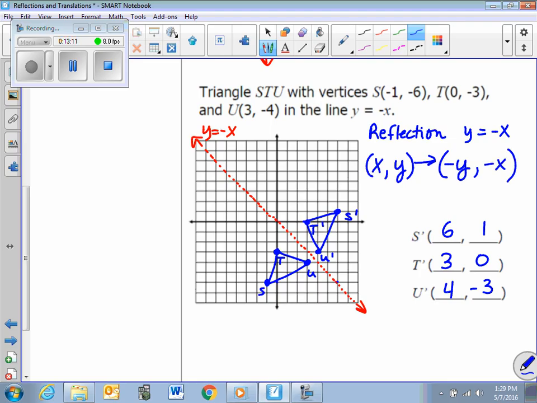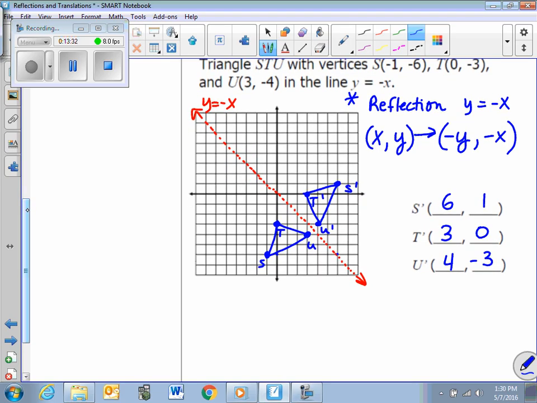Because if you look at S and then look at S prime, you can see that I flipped X and Y, and I also negated both of them. And the same is true for the other 3 points. All right, so always remember, guys, you have to remember these rules of transformation. When we reflect in the line y equals -x, our image points will always be (-y, -x).